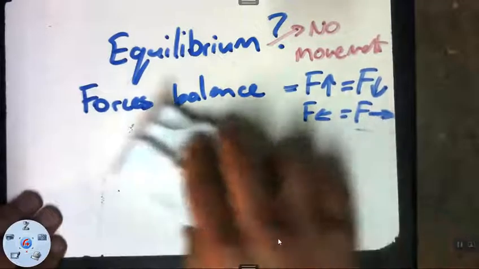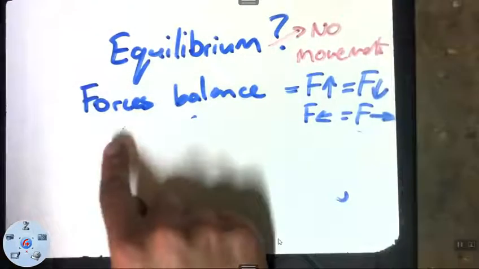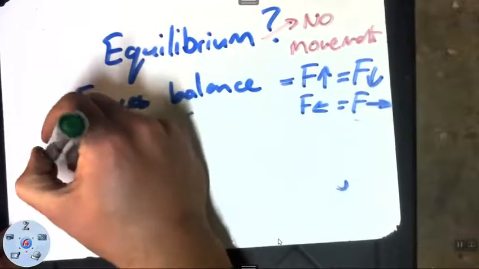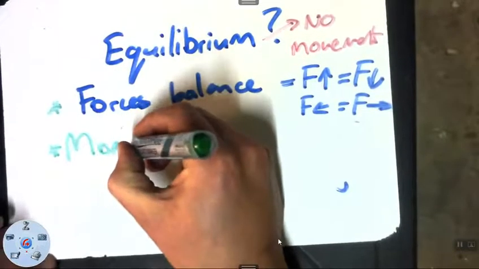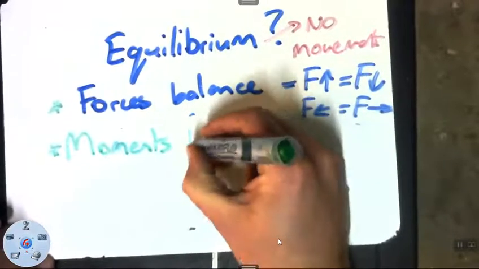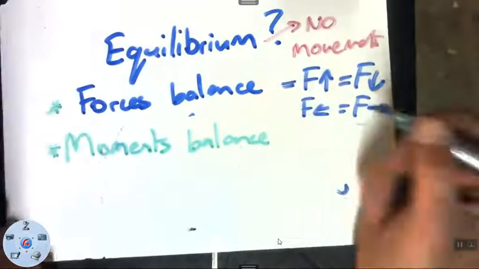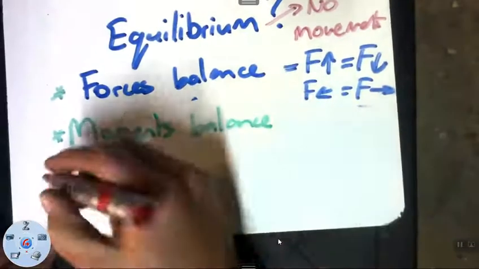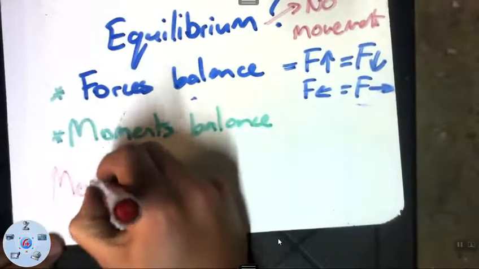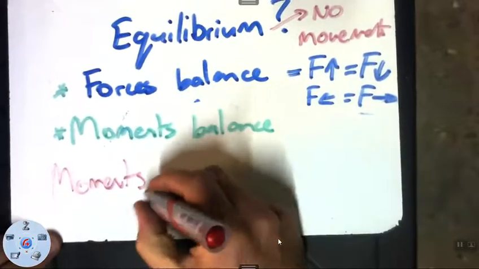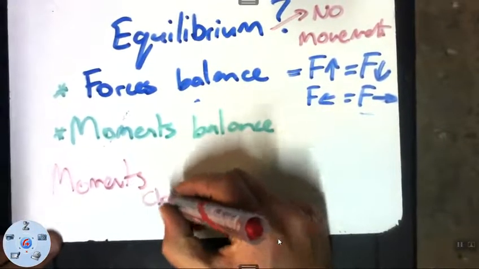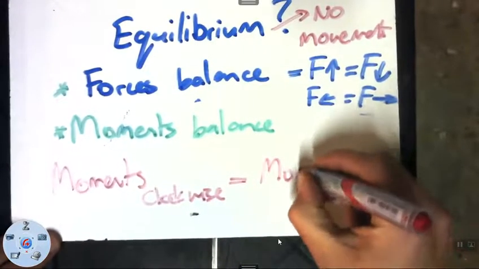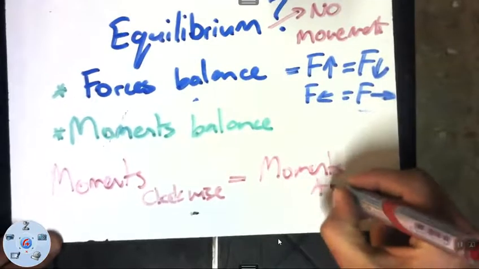So to be in equilibrium, not only do we need our forces to be balanced, but we also have a second condition that our moments must balance. And that means my clockwise moments must be equal to my anti-clockwise moments.